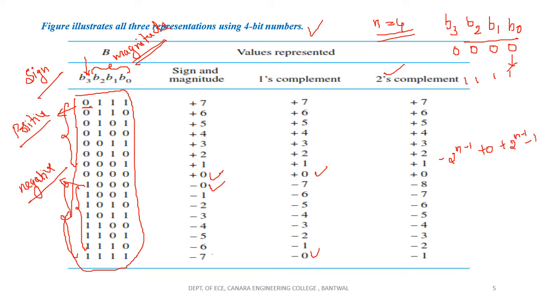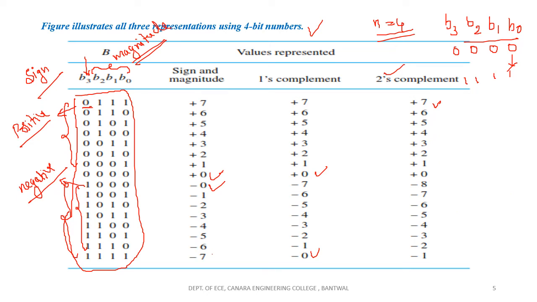That means if I take 4, then it is -2 power 4 minus 1 to 2 power 4 minus 1, minus 1. That is -2 power 3 to 2 power 3 minus 1. The total range is minus 8 to 2 power 3, that is 8 minus 1, plus 7. Using the 2's complement method with 4-bit numbers, you can represent the numbers ranging from -8 to plus 7. This is the representation.